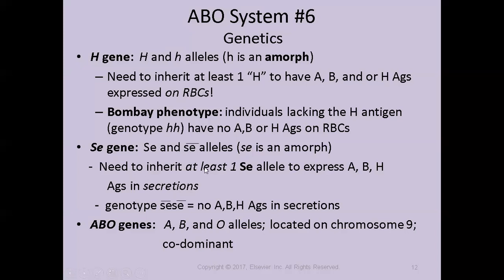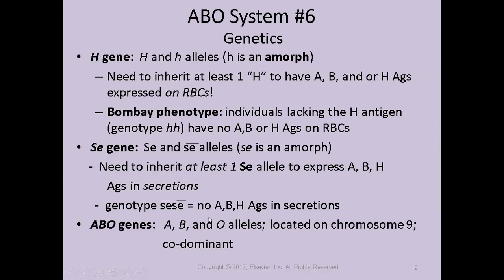So you need to inherit at least one big case SE allele to express A, B, and H antigens in secretions. So this is strictly related to secretions. When we have an individual who inherited small case SE, small case SE, as we see here, they will not have A, B, or H antigens in their secretions, regardless of if they have big H. So just remember secretions are ruled by this big SE gene.